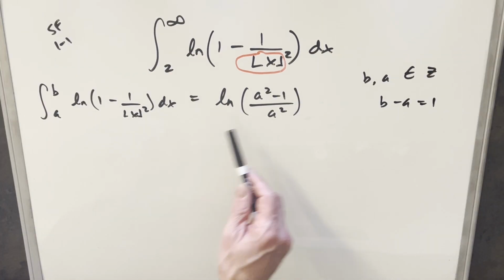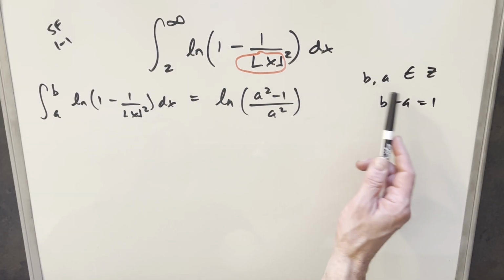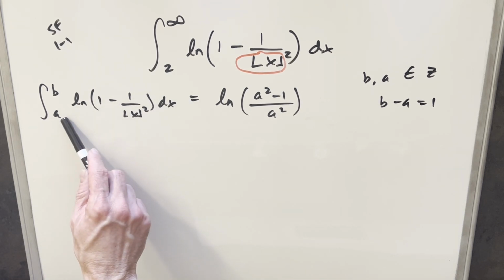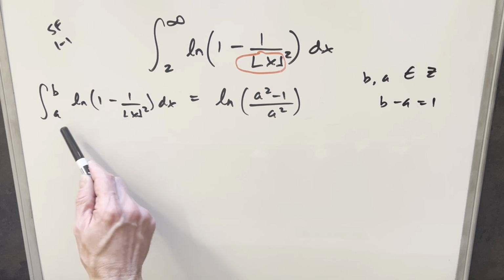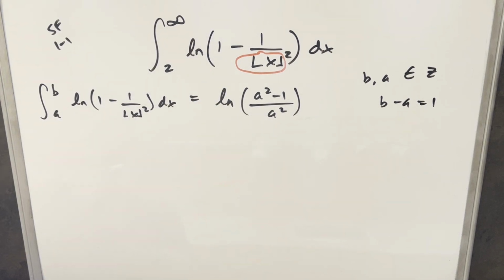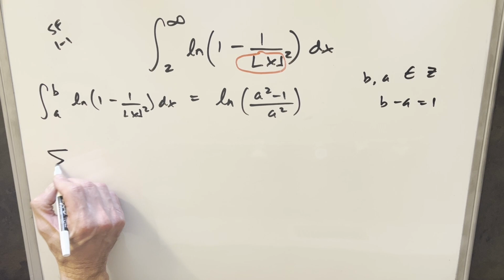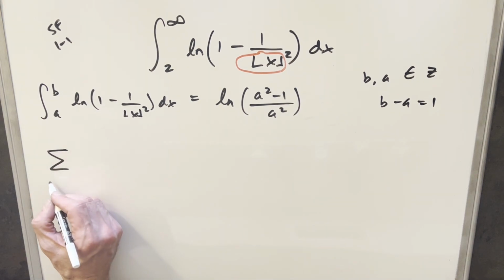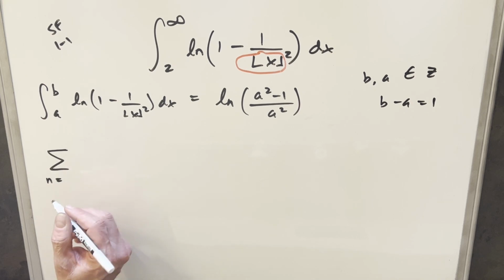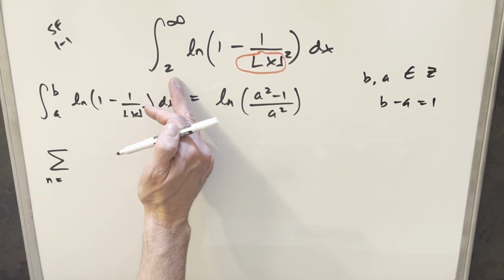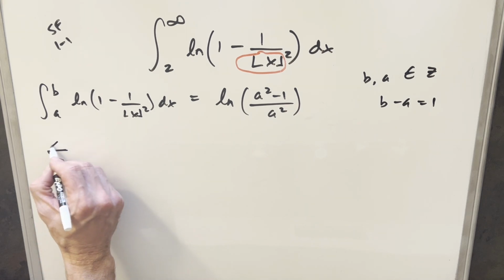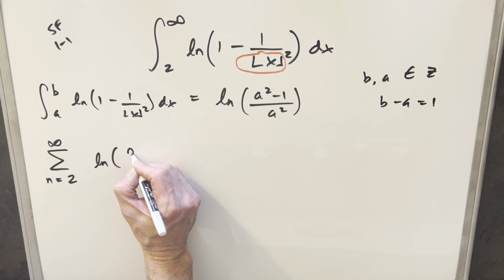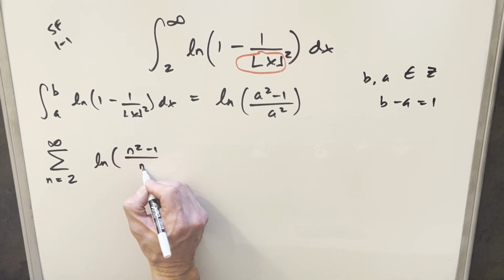Okay, so now that we have this general solution for any of these integrals where a and b are integers separated by 1, I want to write this as a sum, because we have to sum up all of these integrals starting where a is 2 and then a is 3 all the way to infinity. So instead of using a, I'm going to change the variable name for this lower bound and call it n. We'll start at n equals 2 because that's our lower bound, going from 2 to infinity. And for each term, it's just natural log of n squared minus 1 over n squared.